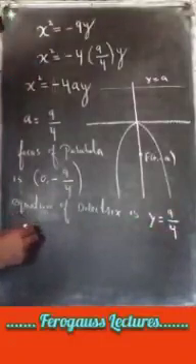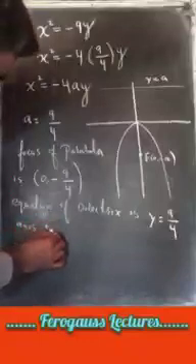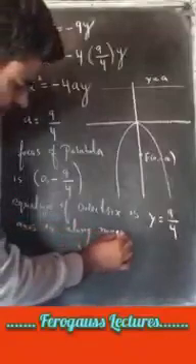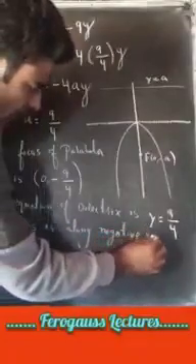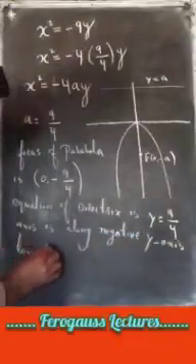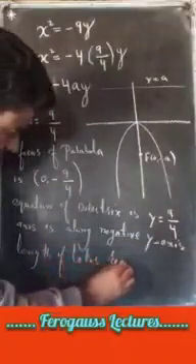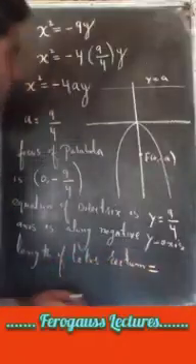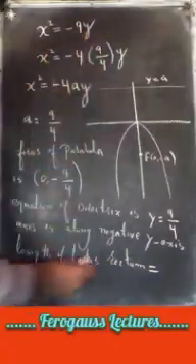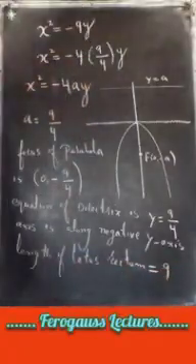Then the axis is along negative y-axis. Length of latus rectum is the absolute value of the coefficient of y, so that is 9. So length of latus rectum is equal to 9. This completes the question.